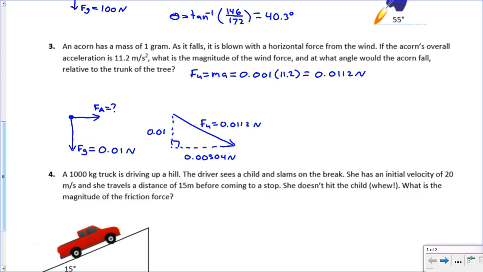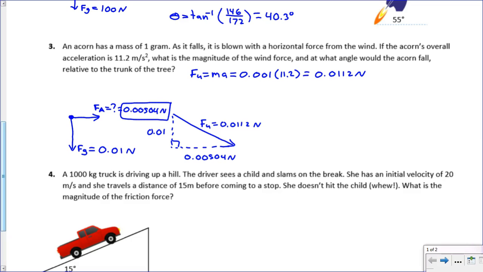First of all, I should say that the horizontal component of that unbalanced force has to equal whatever our applied force is there, because that's the only horizontal force. And the gravity was the vertical part of it, because that's the only vertical force. So we've got 0.00504 newtons for our applied force. So that is one part of it.